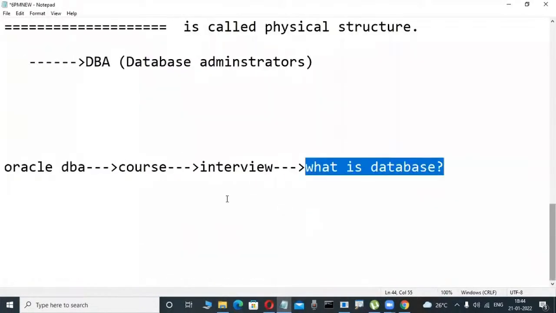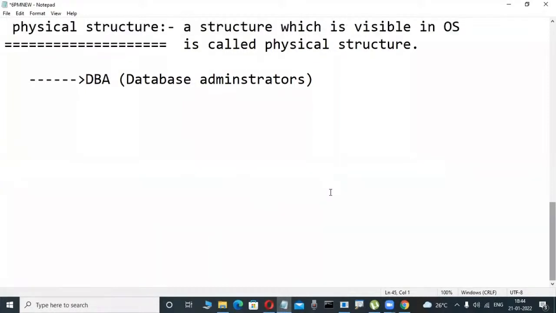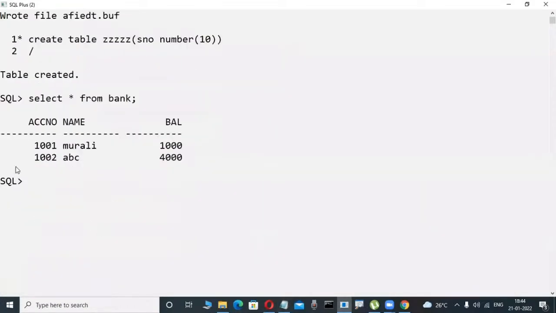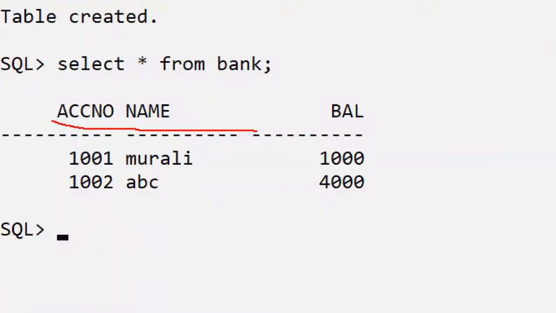Suppose I am a developer, not an administrator, for example. I am a Java developer, SQL developer, PL/SQL developer, Python developer, like that. These developers are attending an interview. What is a database? For example, they may not ask, but generally, what is a database? The developers tell the logical structure. They say it is a place where we can store a structured collection of data.